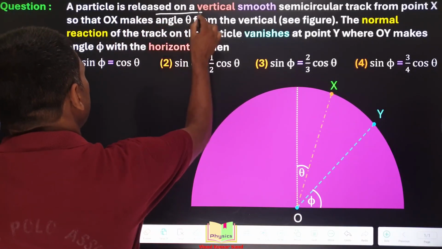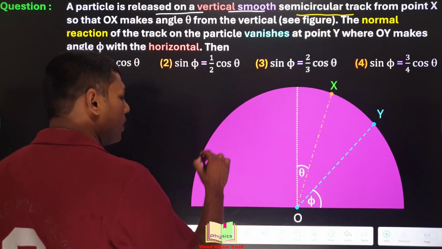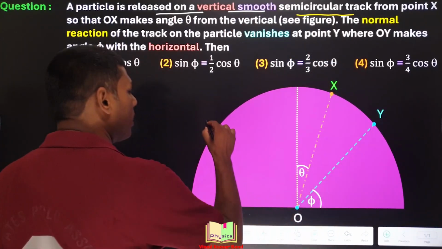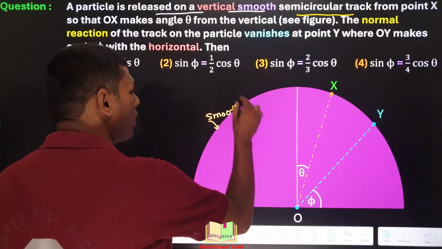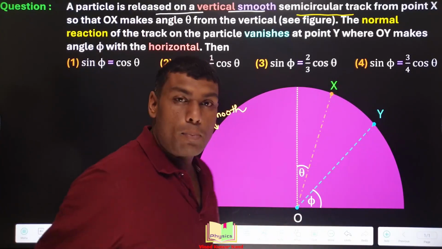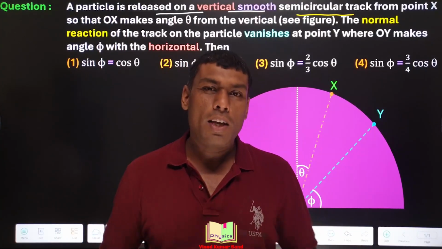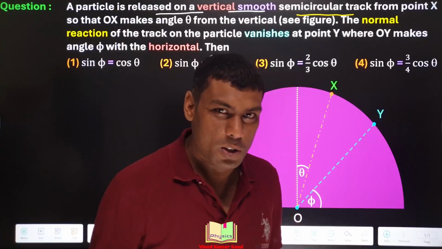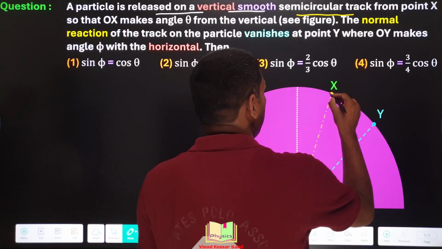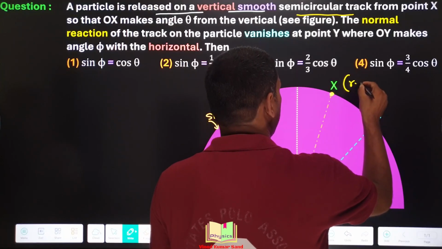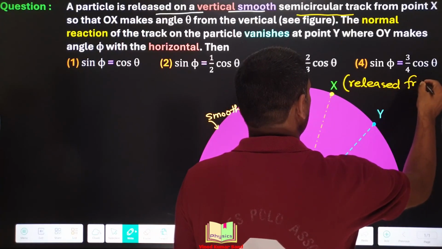A particle is released on a vertical, smooth, semicircular track. This track is vertical, it is smooth, which means there is no friction involved, and it is in a vertical plane. Whenever the words vertical and horizontal are used, we have to take the gravitational force into account in the free body diagram. So the particle is released from rest at the position x. It's mentioned in the question, B.